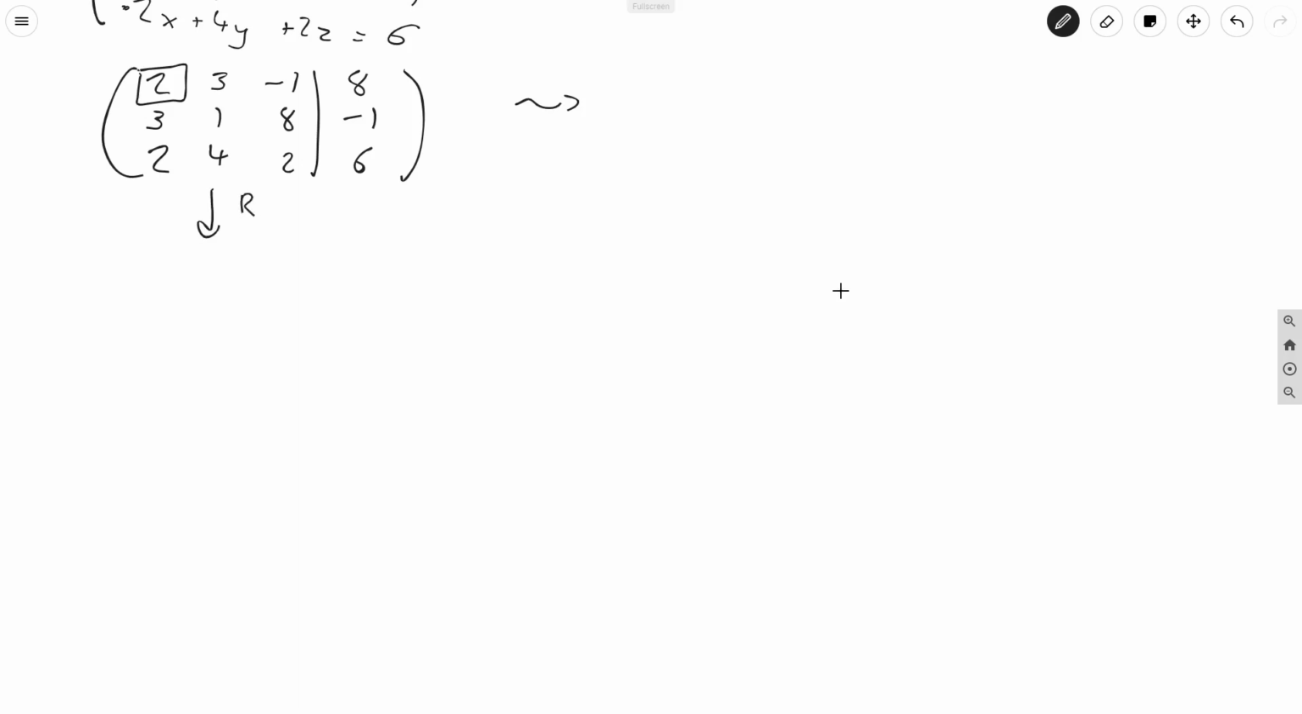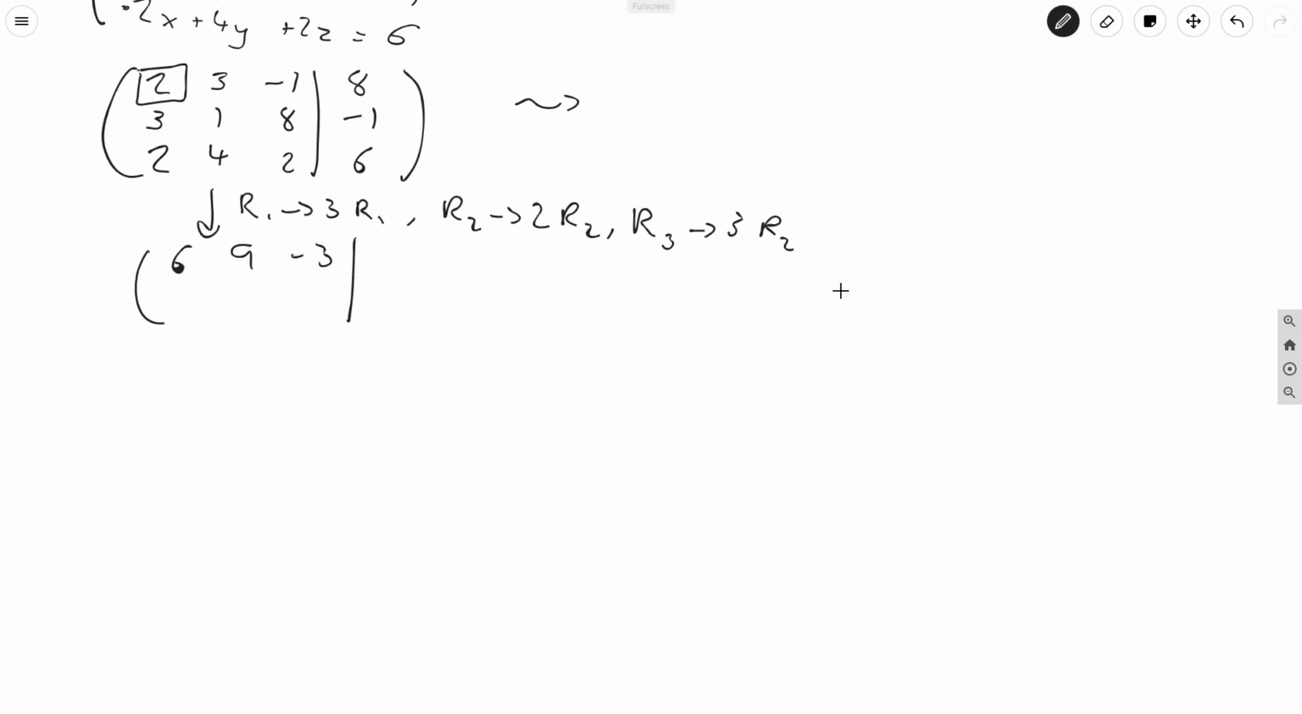We're going to send row 1 to 3 row 1, row 2 to 2 row 2, and row 3 to 3 row 3. The reason we're doing these specific numbers is because, remember, we want to turn this leading coefficient into a 6. So row 1 has to get multiplied by 6, this has to be multiplied by 2, this has to be multiplied by 3. So you get 6, 9, minus 3.